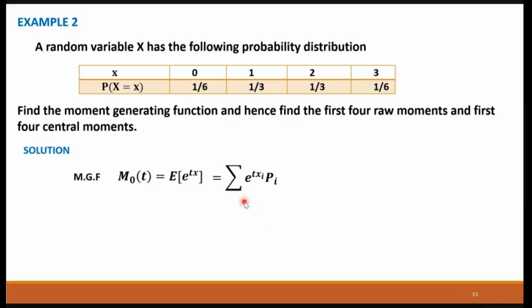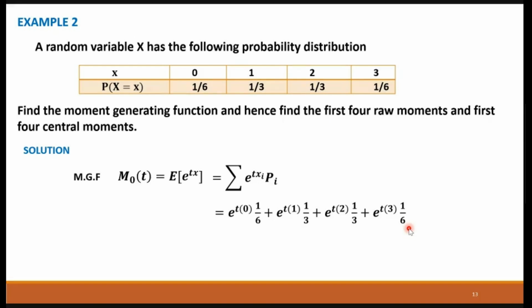So calculate the summation. तो क्या होगा यहाँ पे, when x is 0, pi is 1 by 6. When x is 1, pi is 1 by 3. When x is 2, again 1 by 3, and when x is 3, it becomes 1 by 6. So we have got the M0 of t, or the moment generating function.